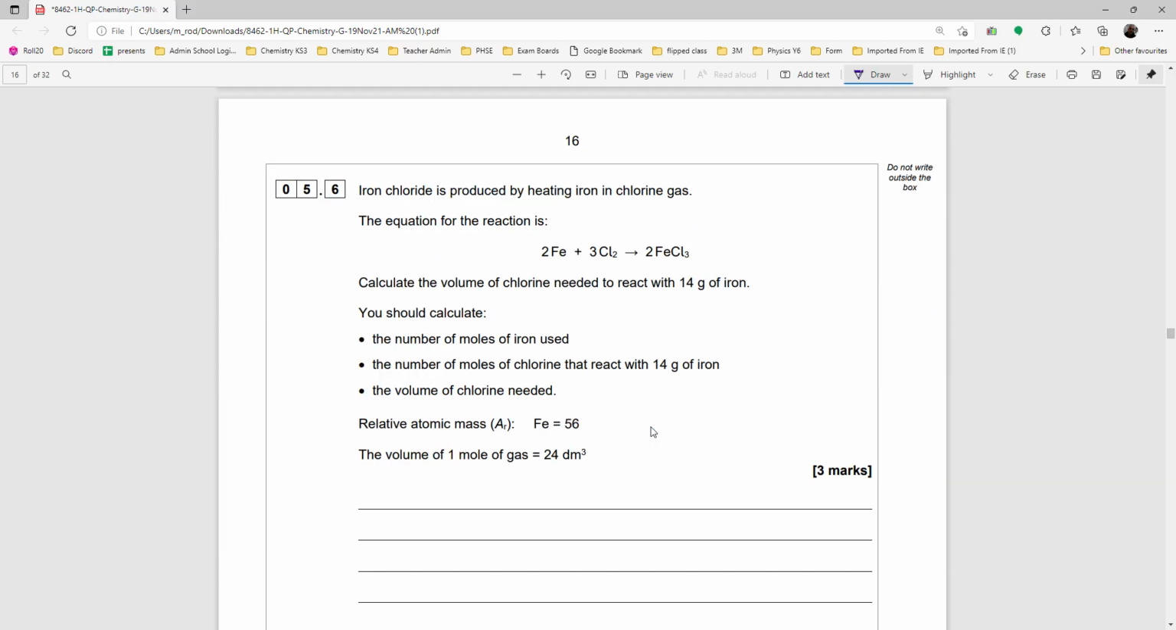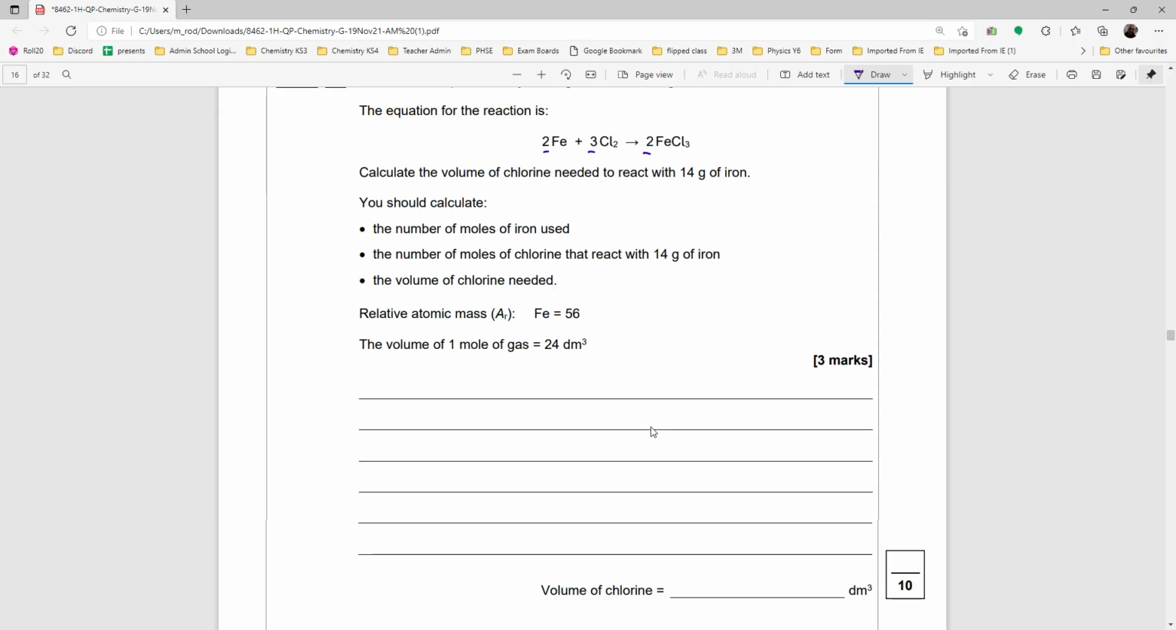Next, iron chloride is produced by heating iron in chlorine gas. The equation is 2 irons and 3 chlorines make 2 iron chlorides. Like I said before, get used to always looking at your molar ratios at the start of any question. Calculate the chlorine needed to react 14 grams of iron.